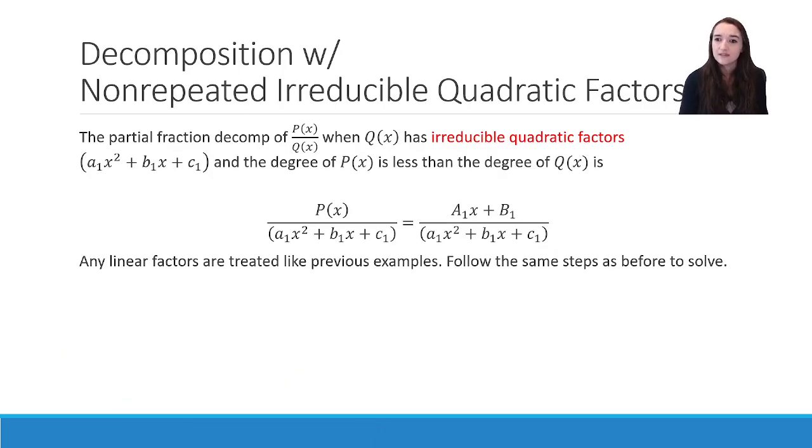All right. The next type of decomposition we can run into is non-repeated irreducible quadratic factors. So, here, if I have an irreducible quadratic factor, just a single one, or multiple of those, but the point is there's no repetition of them, then my numerator is no longer just a single number. It's now going to be linear. My numerator will be ax plus b instead.